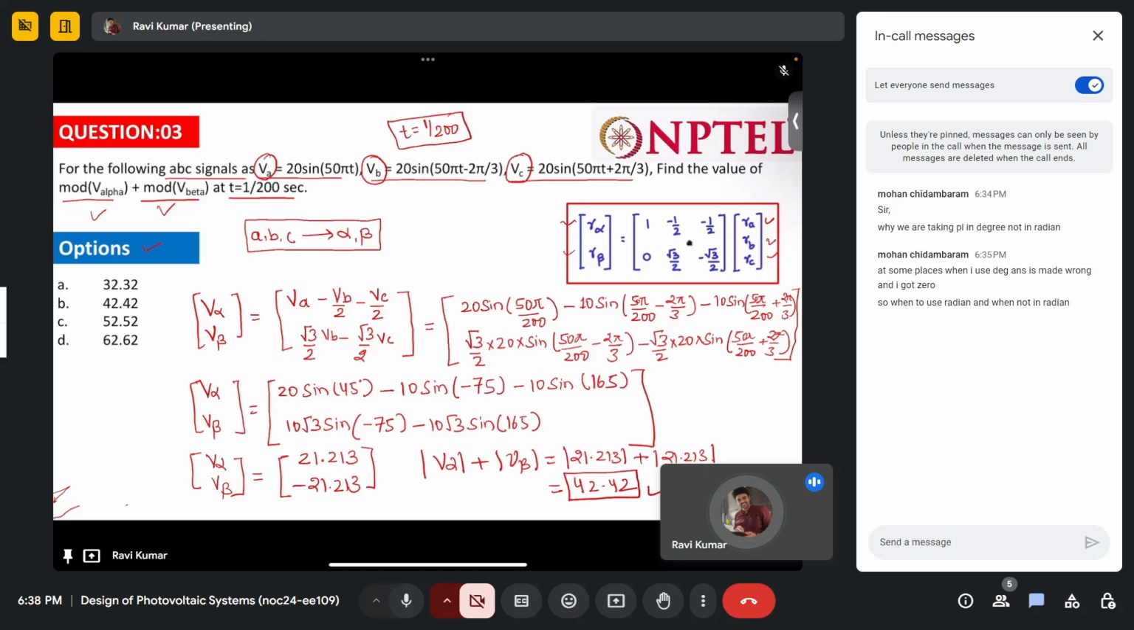So the answer should be B. Answer should be B. This radian and this degree, you can understand by seeing the question only. If 2 pi by 3 is 120, then pi should be 180.